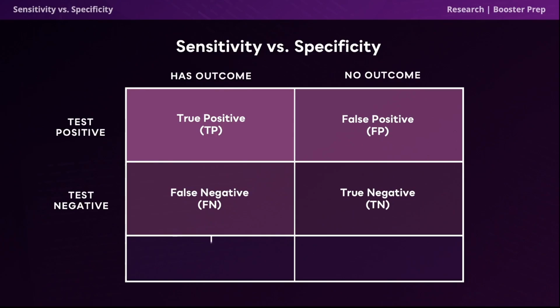Sensitivity, which is the true positive rate, is the percent among those with the outcome that test positive. Its formula is given as the number of true positives divided by the total number of those with the outcome. Specificity, which is the true negative rate, is the percent among those without the outcome that test negative. Its formula is given as the number of true negatives divided by the total number of those without the outcome. An ideal test has both high sensitivity and specificity, but there is always a trade-off between the two.